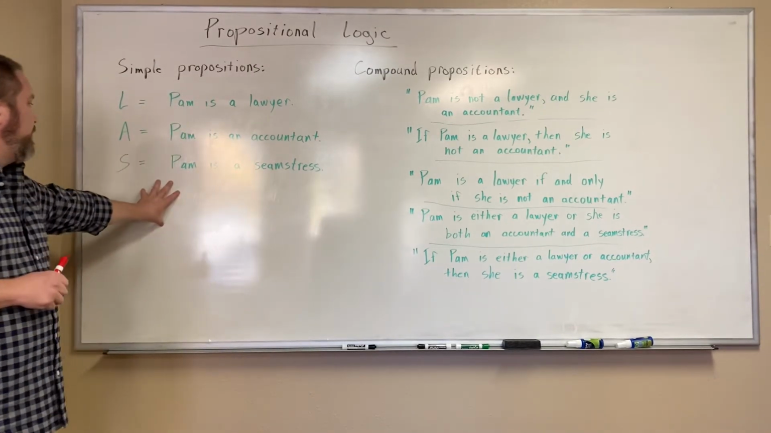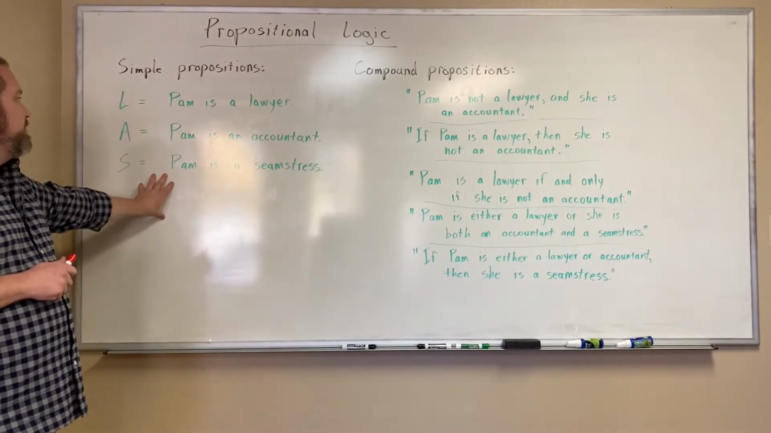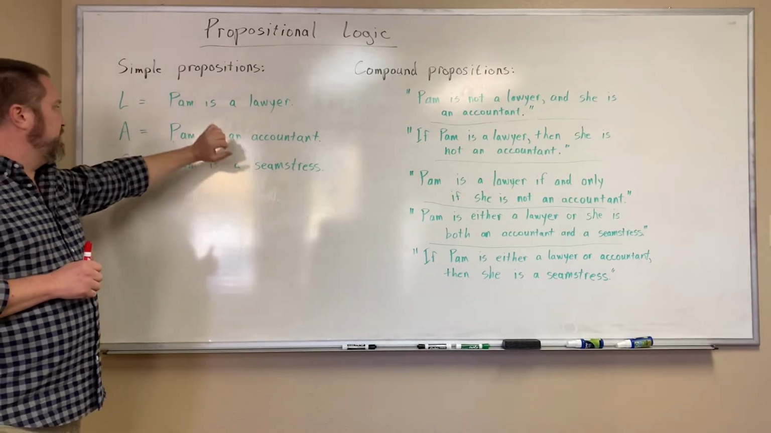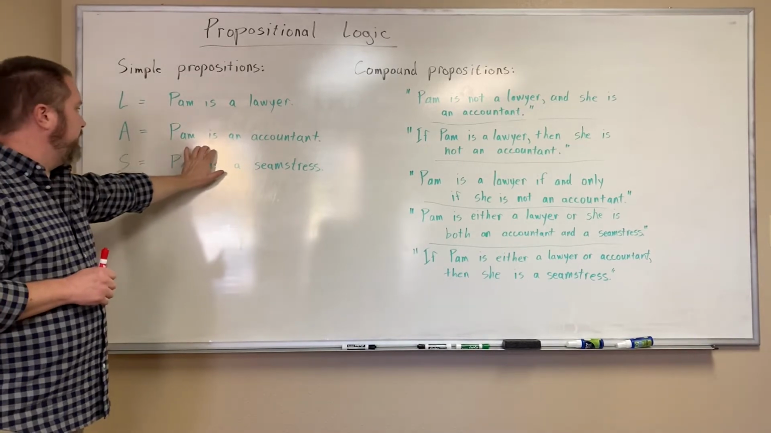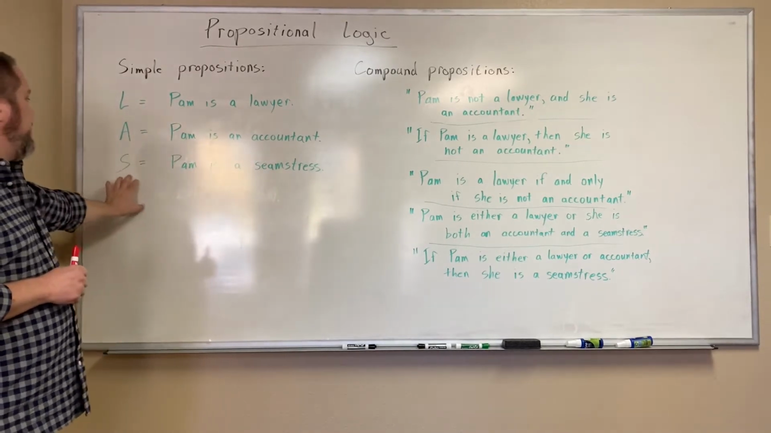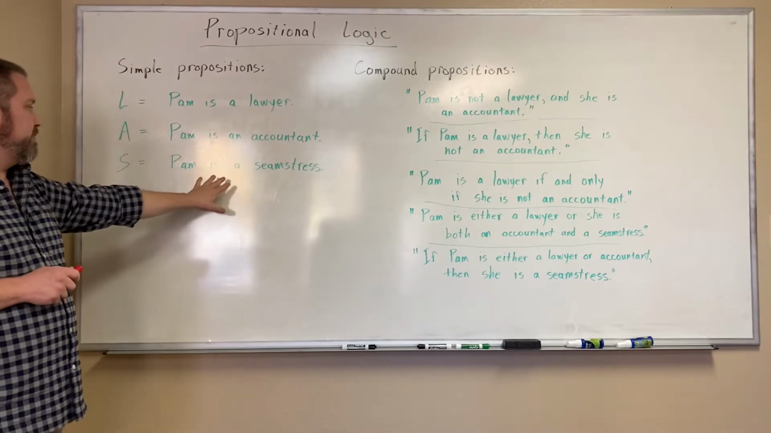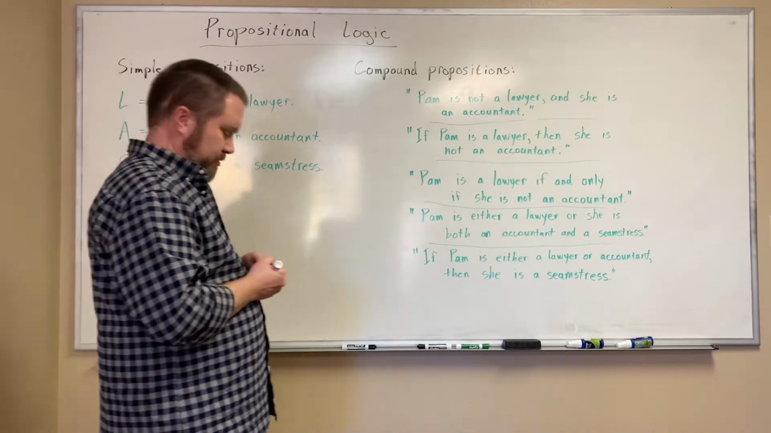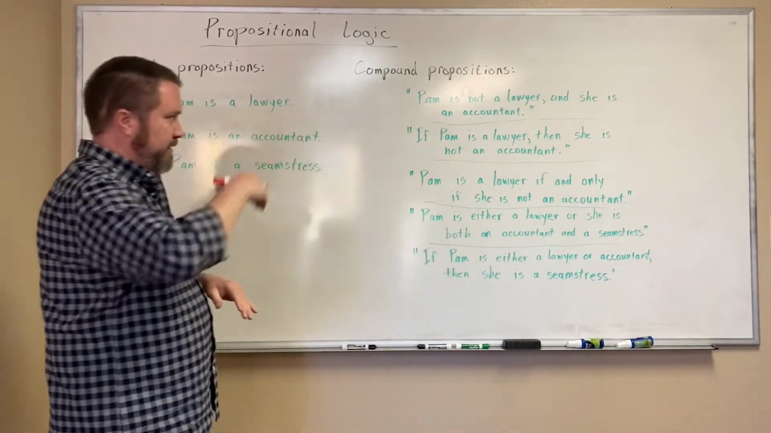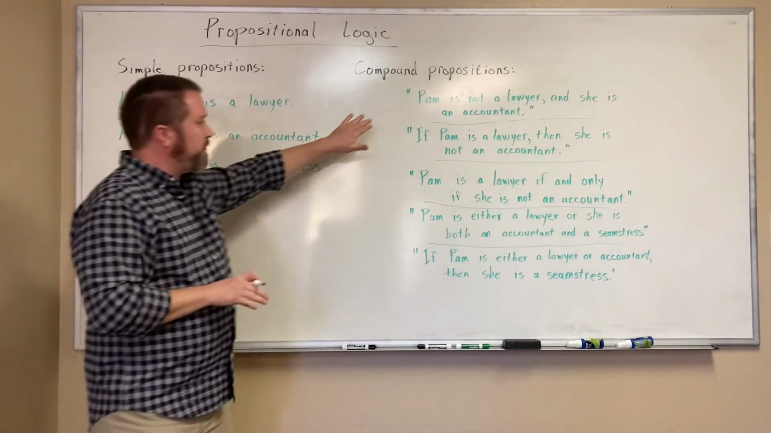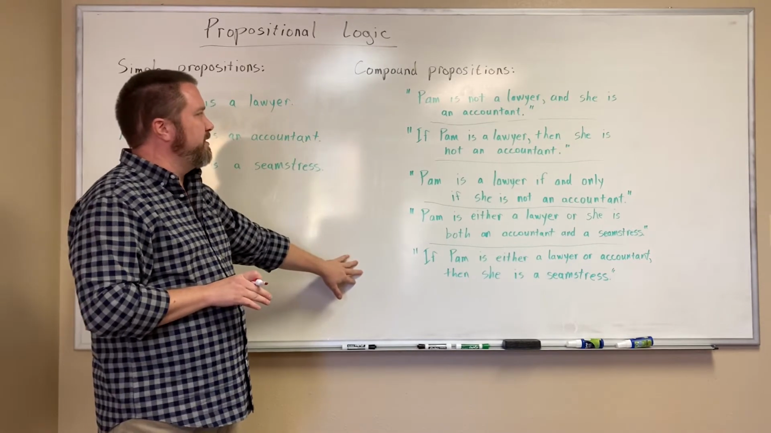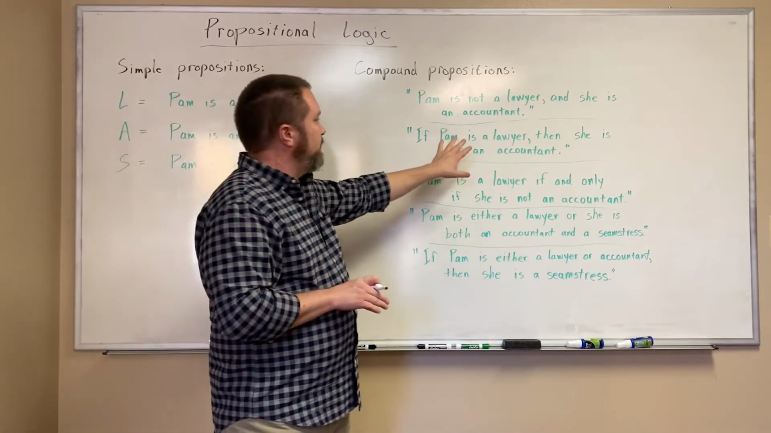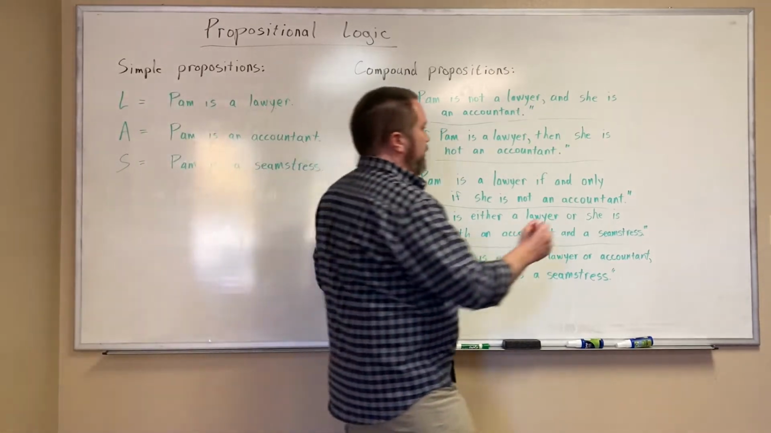So I put up a little key here with some simple propositions that I'm going to be dealing with. So L I'm going to use to represent Pam is a lawyer. A I'm going to use to represent Pam is an accountant. And S I'm going to use to represent Pam is a seamstress. So using those symbols that I talked about in the last video, here are some examples of compound propositions that I'm going to symbolize using multiple operators.